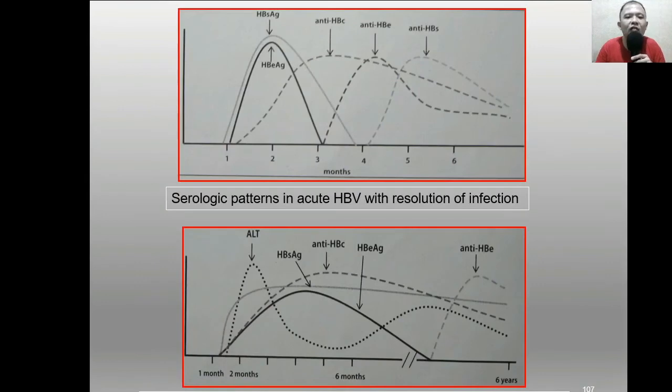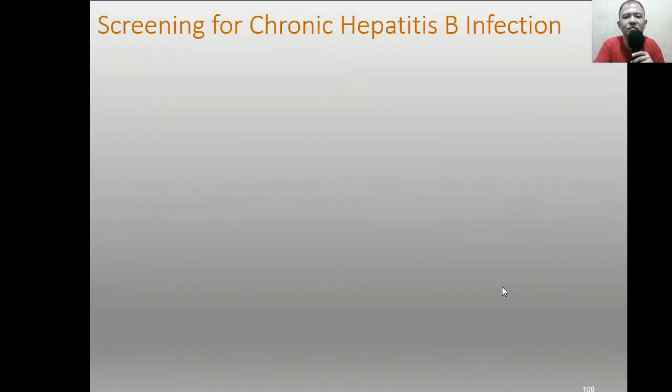So how do we detect if it's an acute infection based on the graph? Check for the HBS. HBS goes down. This is acute infection. Okay, this one, HBS persists for a long time. That is chronic infection.